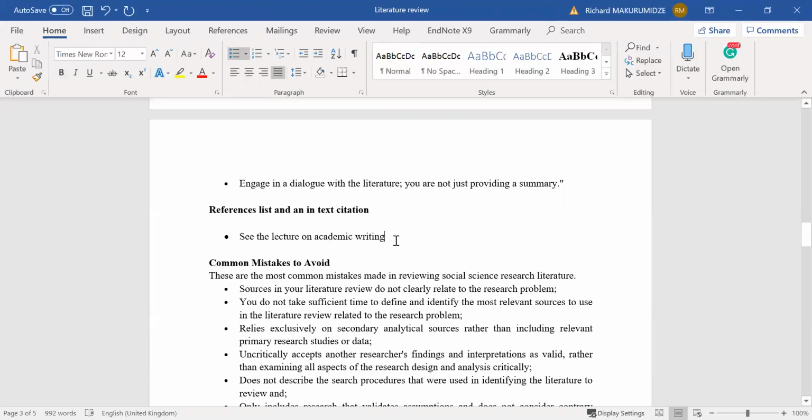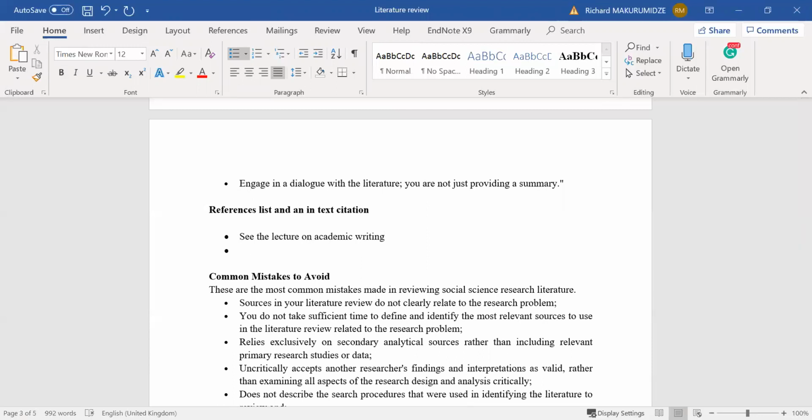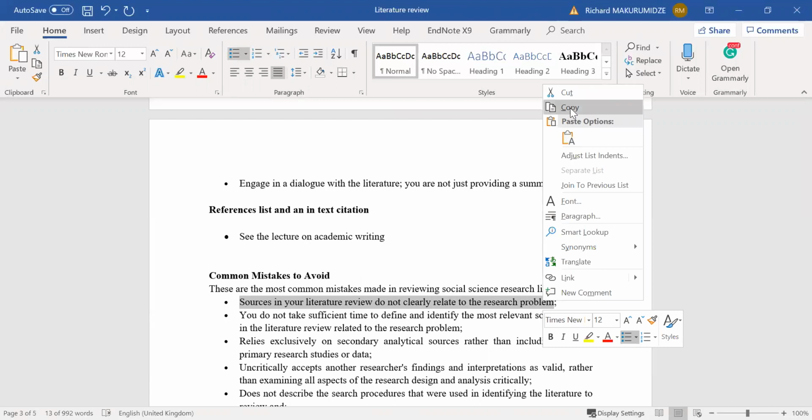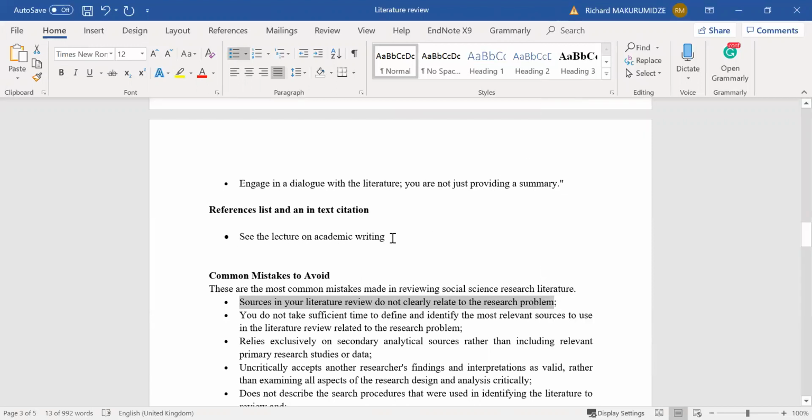Let me give an example. Most people don't understand the difference between these two. When you are citing, let's take for example this statement. These things are discussed in detail in a lecture on academic writing, where we discuss how you write a reference list and how you cite. But citing, I'll give you an example.